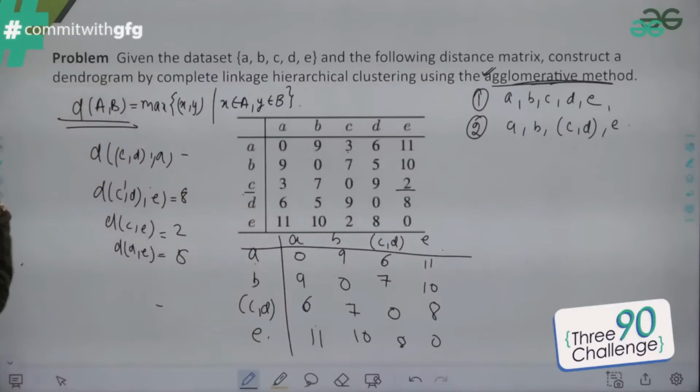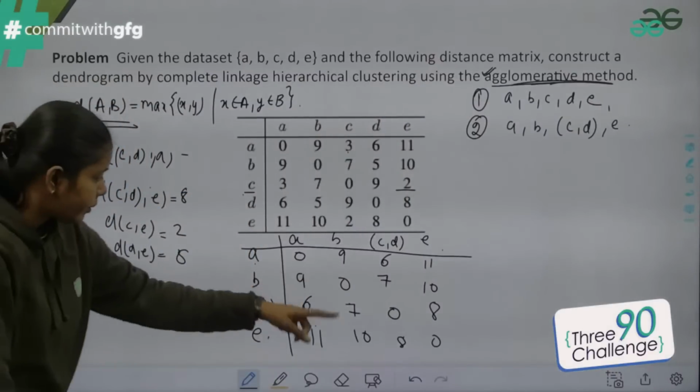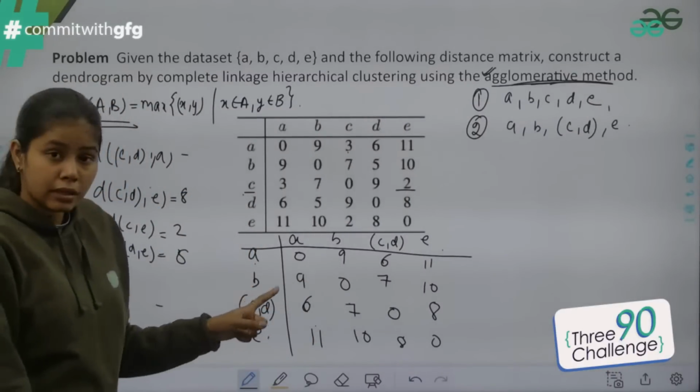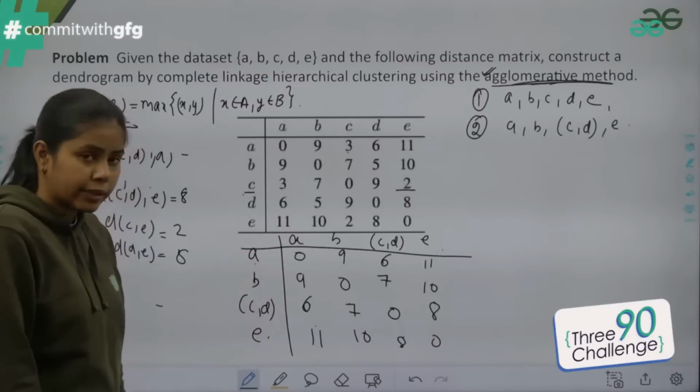Now next thing we have here: I'll see which has the minimum distance, not taking 0 because you cannot combine A with A. So let's see which one is the minimum distance. You can see that 6 is the minimum distance.